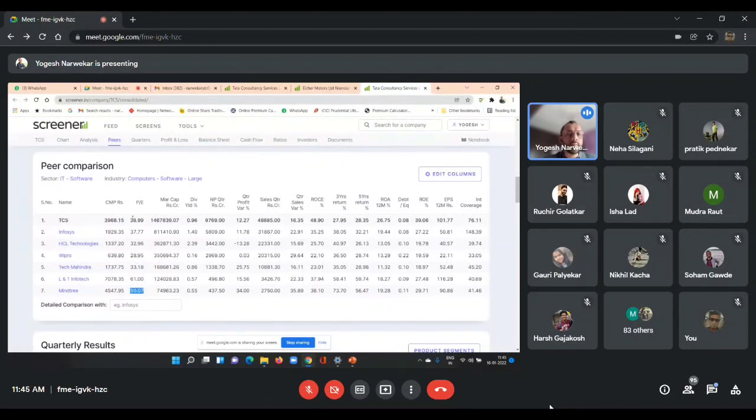So as against the established companies of TCS, Infosys, HCL Tech, which are in the range of around 30, 38, or Wipro, which is at 29, Tech Mahindra is also in the same range. So the bigger or large cap companies of IT have a P/E ratio of around 30 to 39, whereas the mid-size or small-size companies have a P/E ratio of 50, 60. It means they are being sold at a premium as compared to the large cap companies.